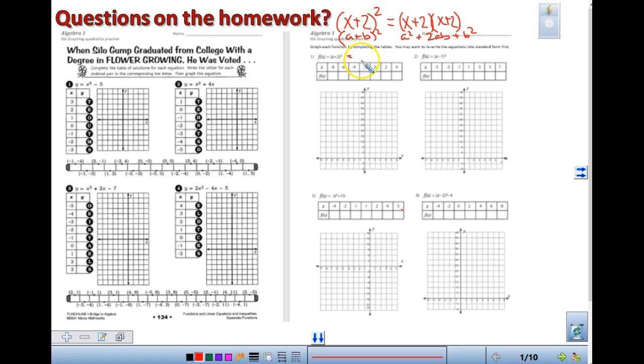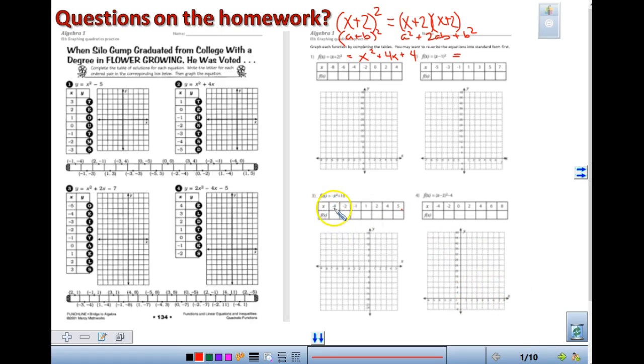So if I'm looking at (x + 2) squared, and I ask you to write it in standard form, if you did not do that right behind numbers 1, 2, 3, and 4, you need to do that now. So this one should be x squared, plus how many x's? 4x. Plus 2 squared would give us 4. I need to write this one in standard form also, right? If you haven't done that, make sure you do that before you hand it in, okay?